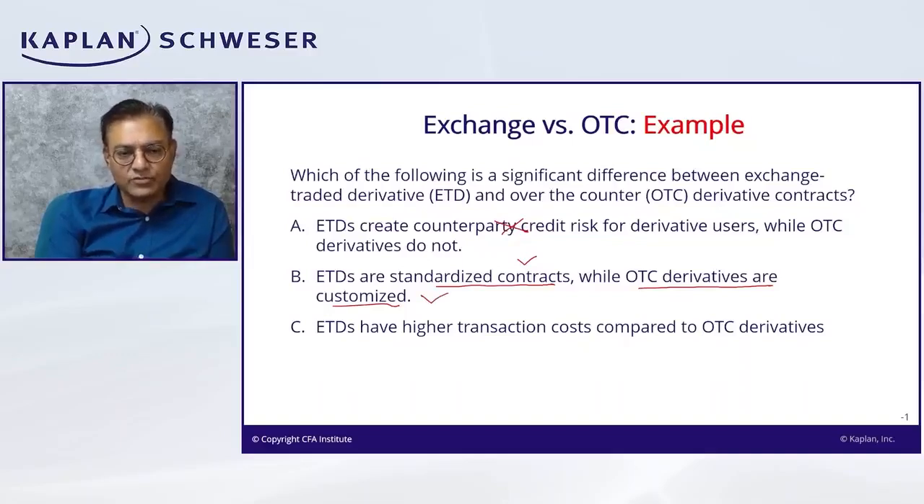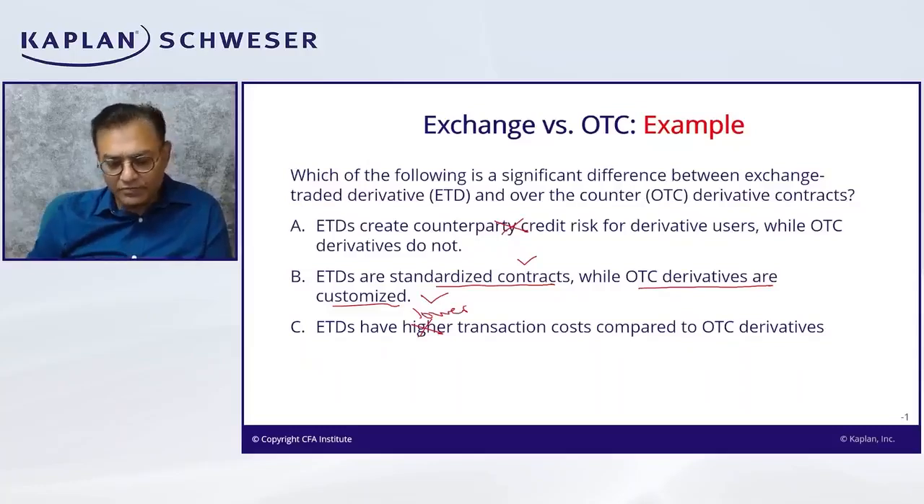Let's look at the last choice before we finalize. Choice C says ETDs have higher transaction costs. Actually, they have lower transaction costs as compared to OTC derivatives. So once again, we can now be comfortable choosing B as the correct answer.